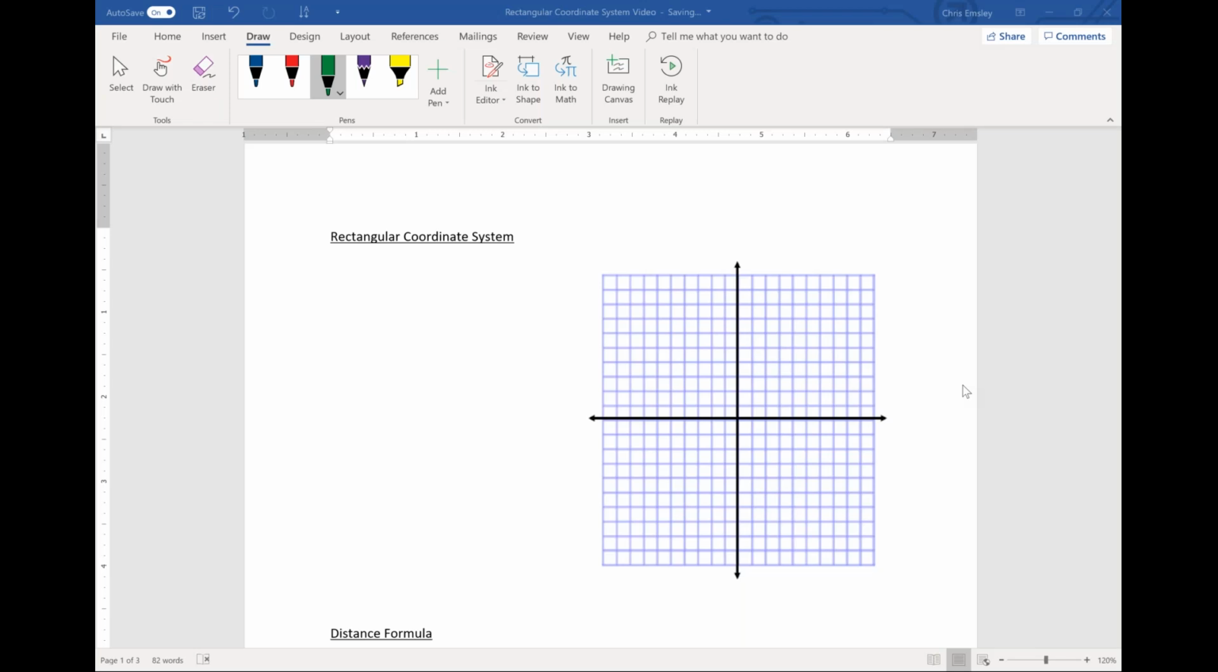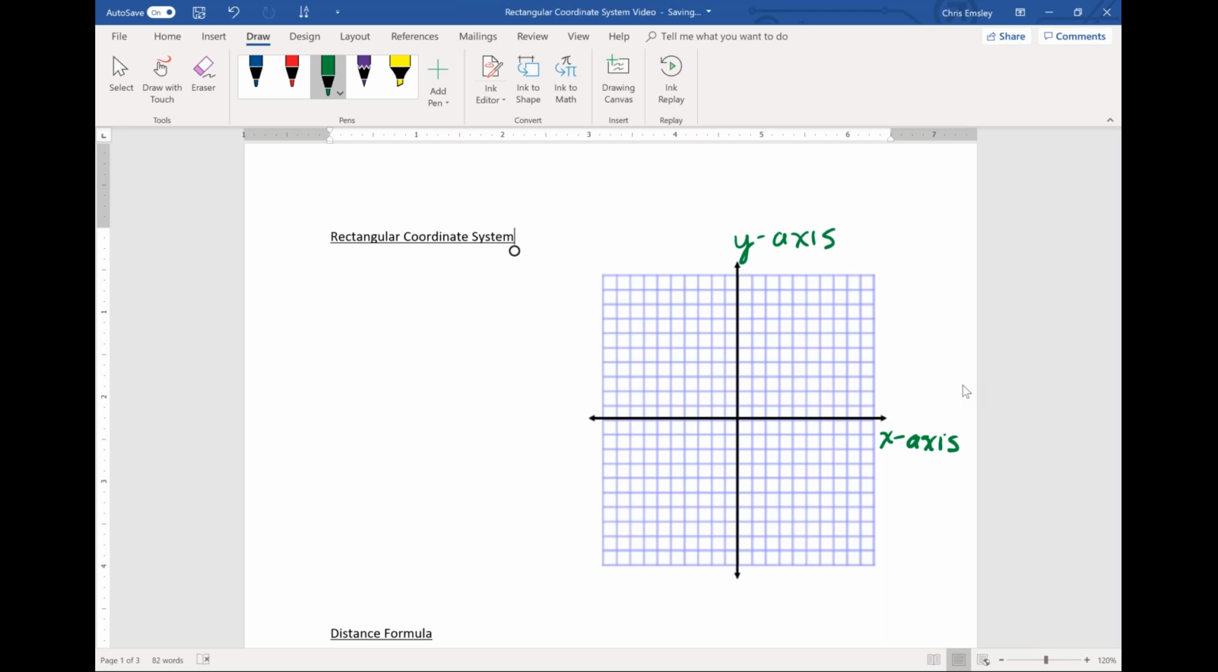Okay, in this video, we are going to look at the rectangular coordinate system, and specifically, we have two formulas we're going to go over, the distance formula and the midpoint formula. Before we get to those, though, just a quick review. You can see right here on our screen, we have a little rectangular coordinate system. Again, you've seen this before, but this horizontal axis, that's our x-axis, and the vertical axis would be our y-axis.